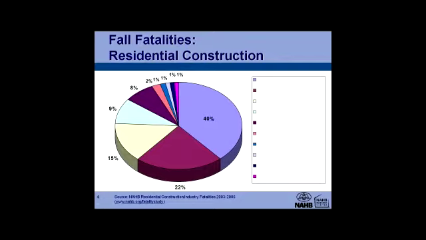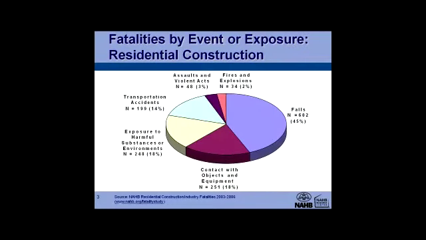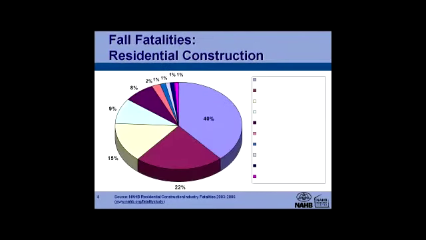What happens here on this pie chart? This is just fall fatalities. Okay, out of that 45%, we're just going to take that 45%, make it 100%, and let's see what types of falls.